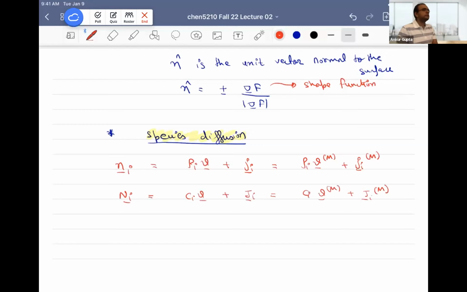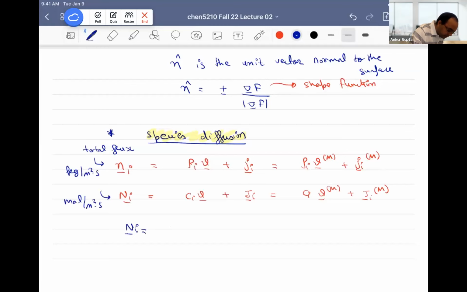We had just written these equations last time, that the left hand side is the total flux. This is the total flux, in units of kg per meter squared second. So this is the mass flux, and this is the molar flux. This is also a total flux, but in units of mole per meter squared second. To convert from mass to mole, all you do is divide by the molar mass m, which has units of kg per mole.